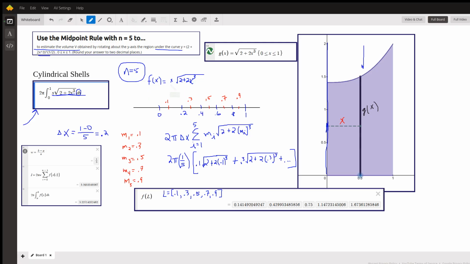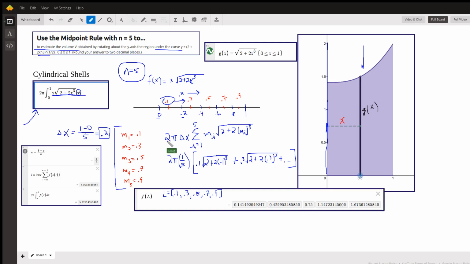So the width of each subinterval is 1 minus 0, from 0 to 1 is the length of 1, divided by 5. So each subinterval has a length of 0.2. If you want to find the midpoint of that first interval, you just take the average of 0 and 0.2, which is 0.1. After that, you can just add 0.2 to get to the next midpoint, and so on. So these are the values of the midpoints of each subinterval.